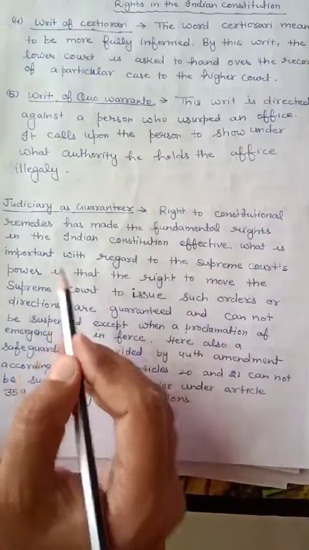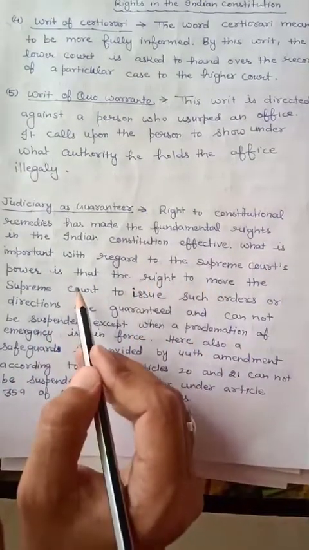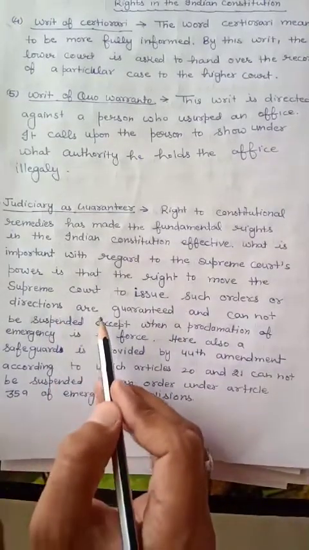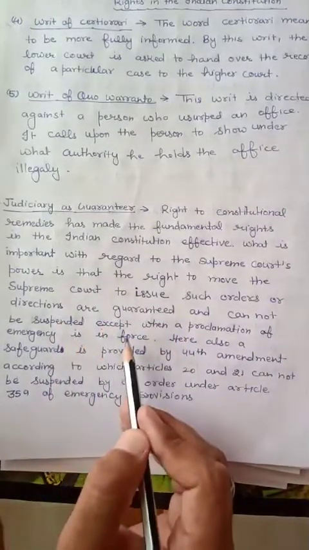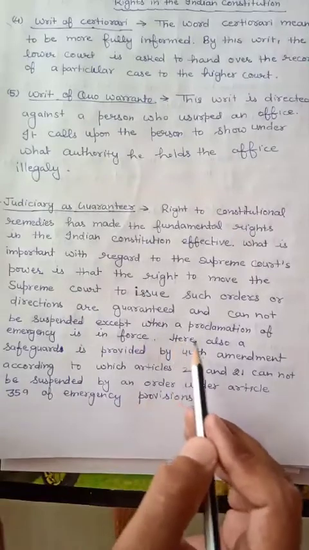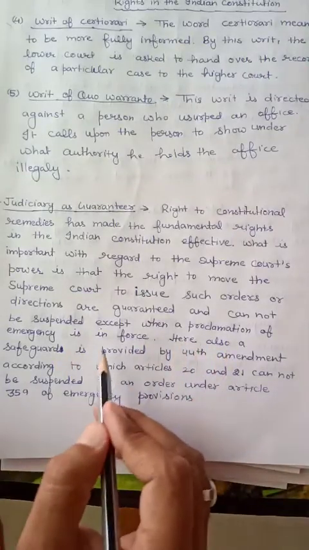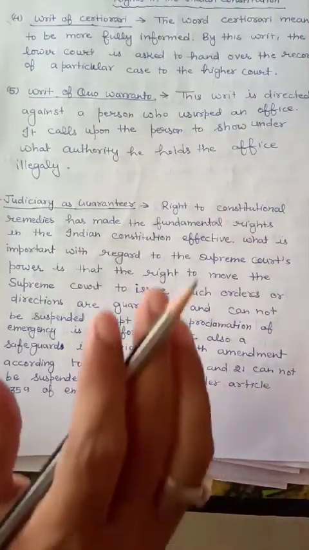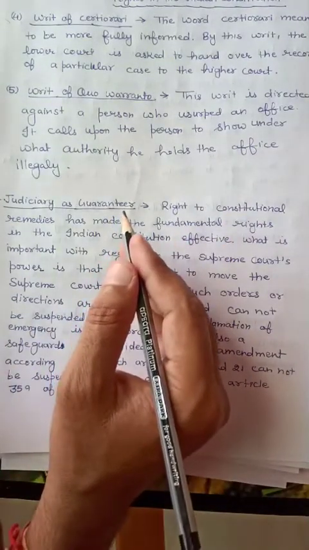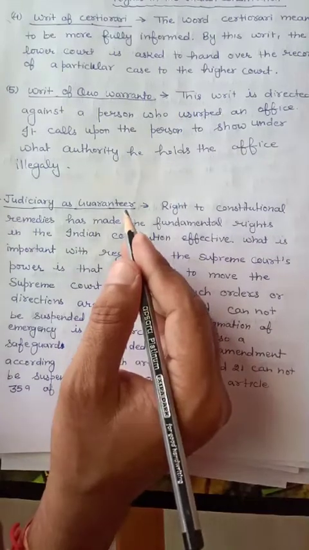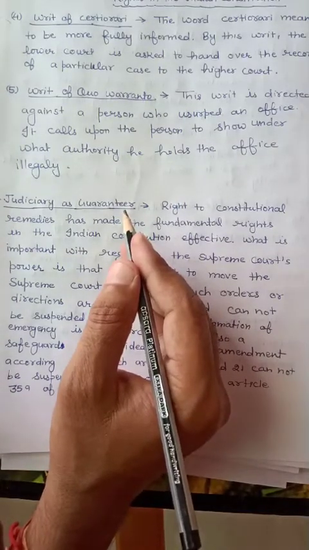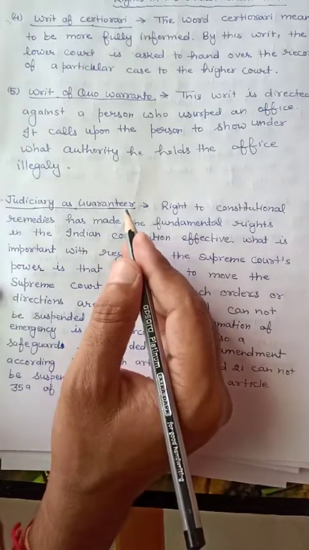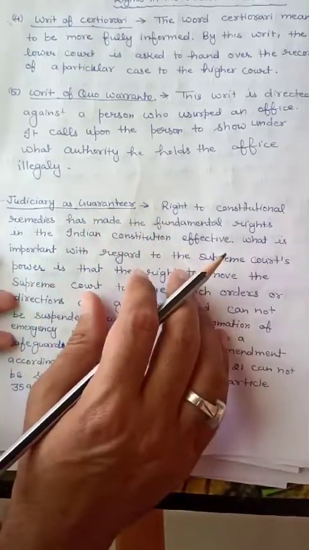What is important with regard to the Supreme Court's power is that the right to move the Supreme Court to issue such orders or directions is guaranteed and cannot be suspended except when a proclamation of emergency is in force. We discussed the three types of emergency. First, national emergency by Article 352. Next is state emergency, Article 356. And the financial emergency is under Article 360.